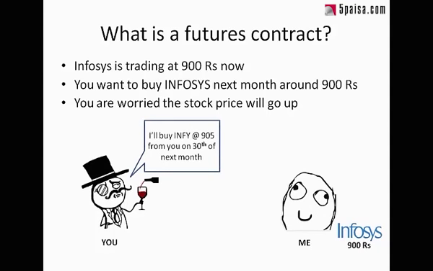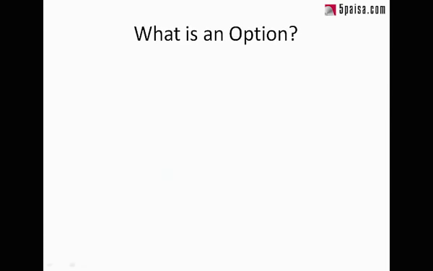So you come to me and say this: I will buy INFOSYS from you at around 905 rupees next month on the 30th day. I like the deal, I agree to it. So on the 30th of next month, you will come and purchase the stock at 905 from me, and I will sell it to you at 905. That is a futures contract.